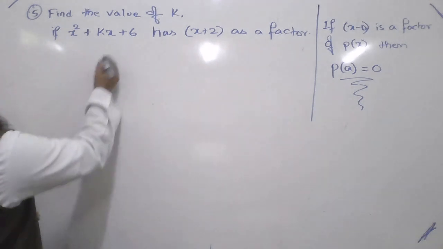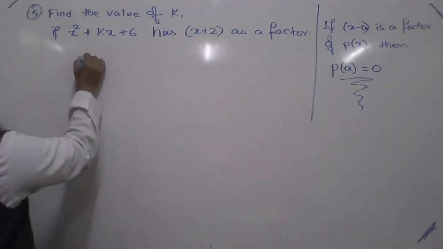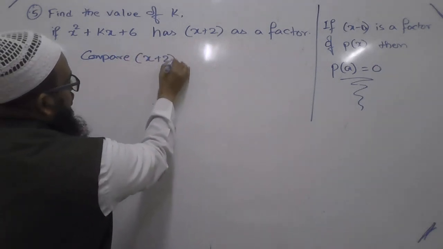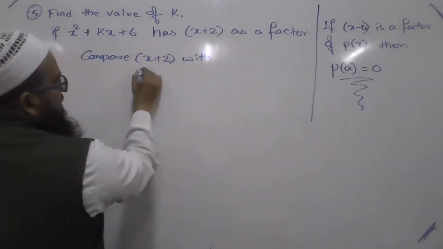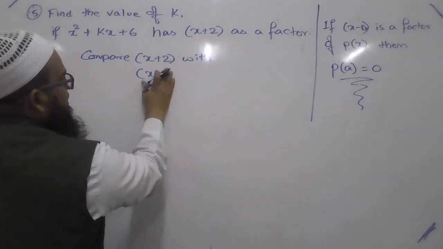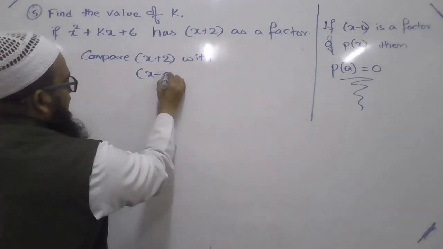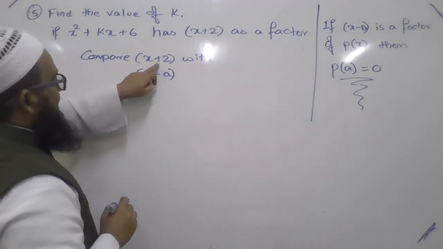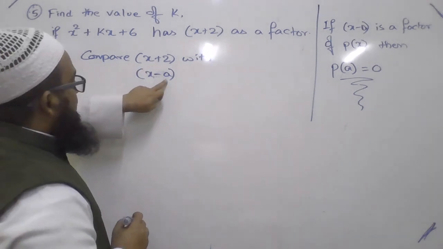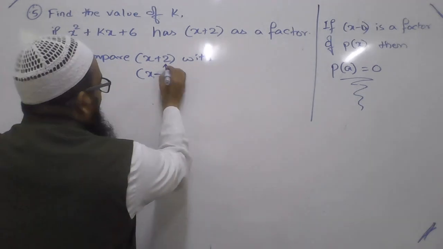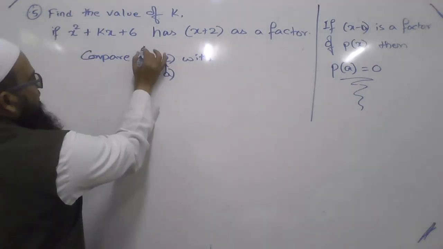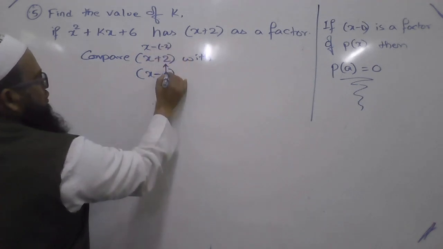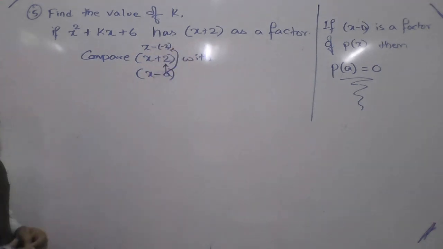So now let us compare x plus 2, for your understanding, with x minus a, which is explained in the factor theorem. x and x are equal, and in place of plus you have minus. So in place of a, what do you have? Can I write it as minus of minus 2? So what is a? Minus 2.